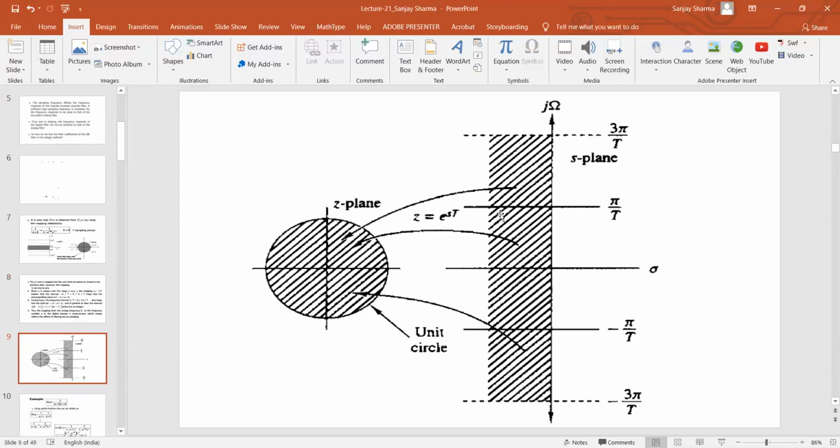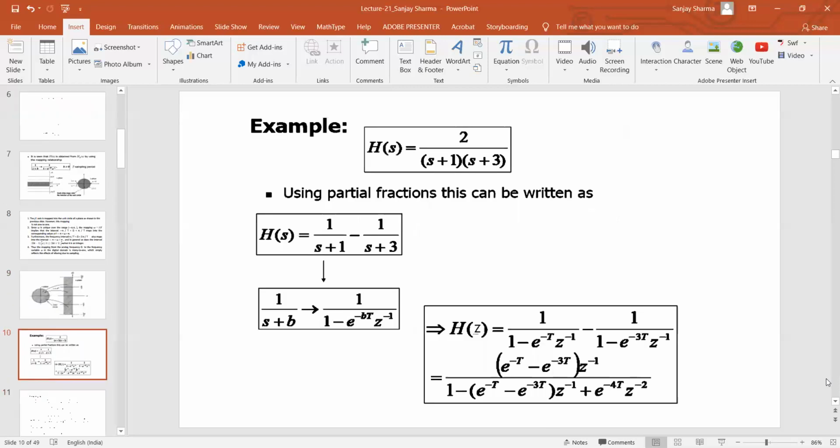This is the same explanation, that the strip from minus pi by T to pi by T goes inside the unit circle. This diagram is given in the book, so I put it here so that once you find it in the book, you should not be surprised. Now, let us take an example of converting an analog filter to a digital filter using the impulse invariant method.